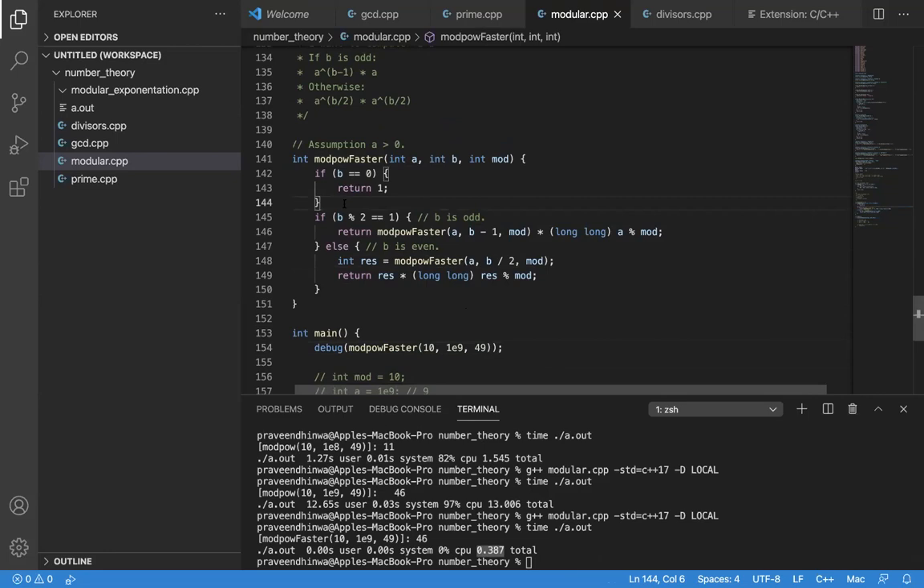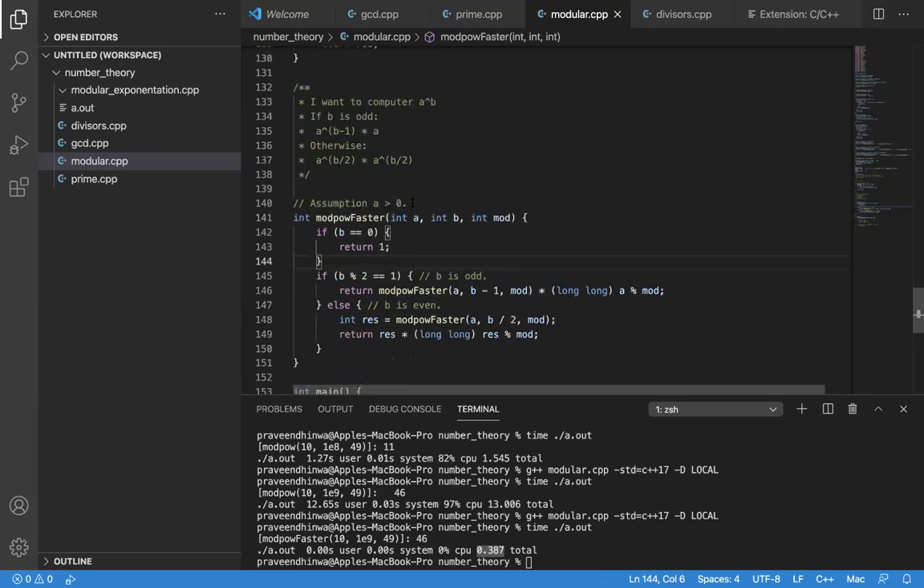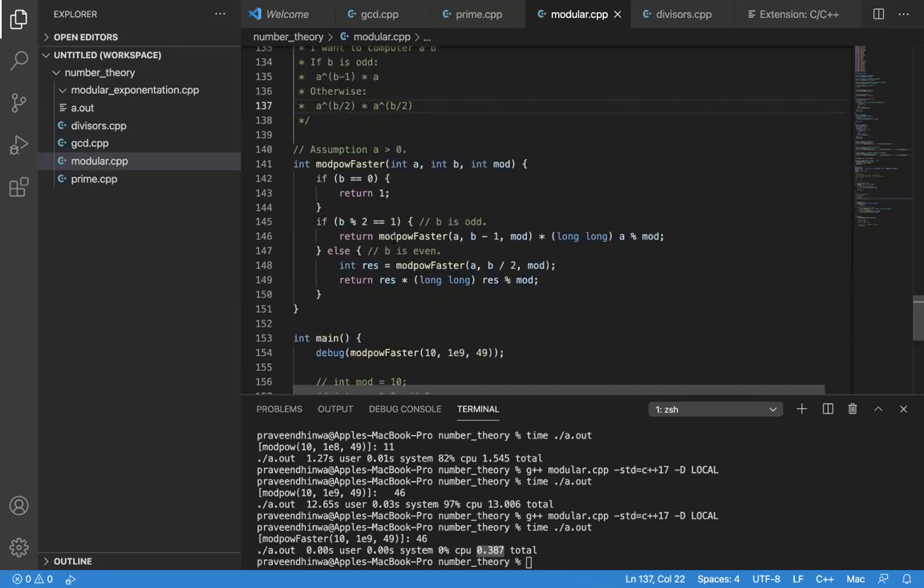So first of all, do you get what is happening here? How did I do this mod power faster? What is time complexity and so on is a separate thing. But do you at least get the idea of the algorithm? If b is odd, you write it as a power b minus 1 and multiply it by a. Otherwise, if b is even, you divide it by 2 and whatever is the answer, you multiply it by itself. Fine.